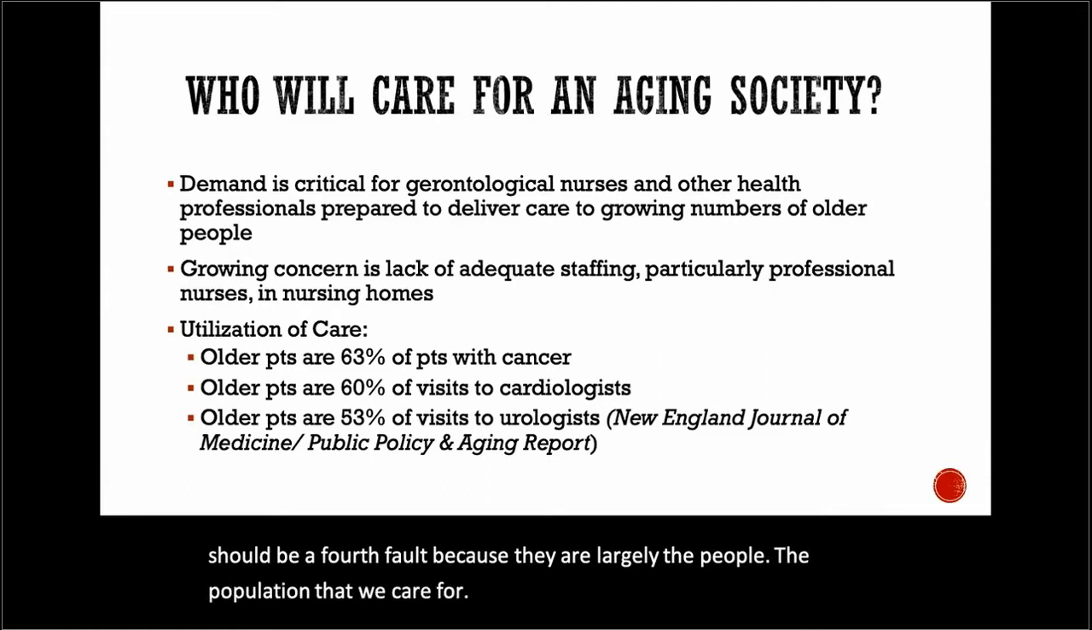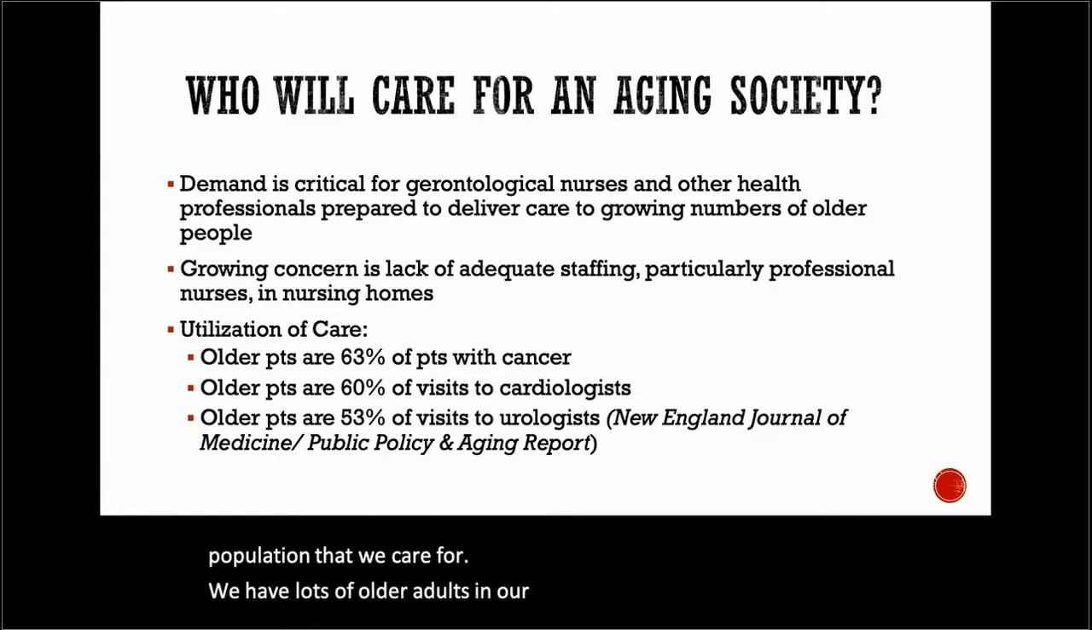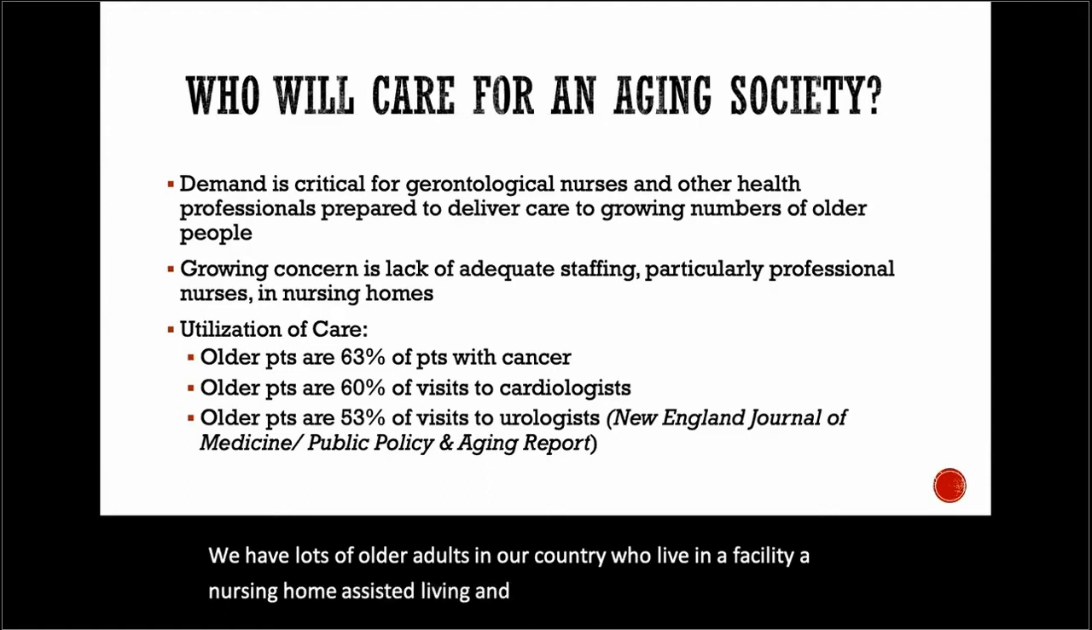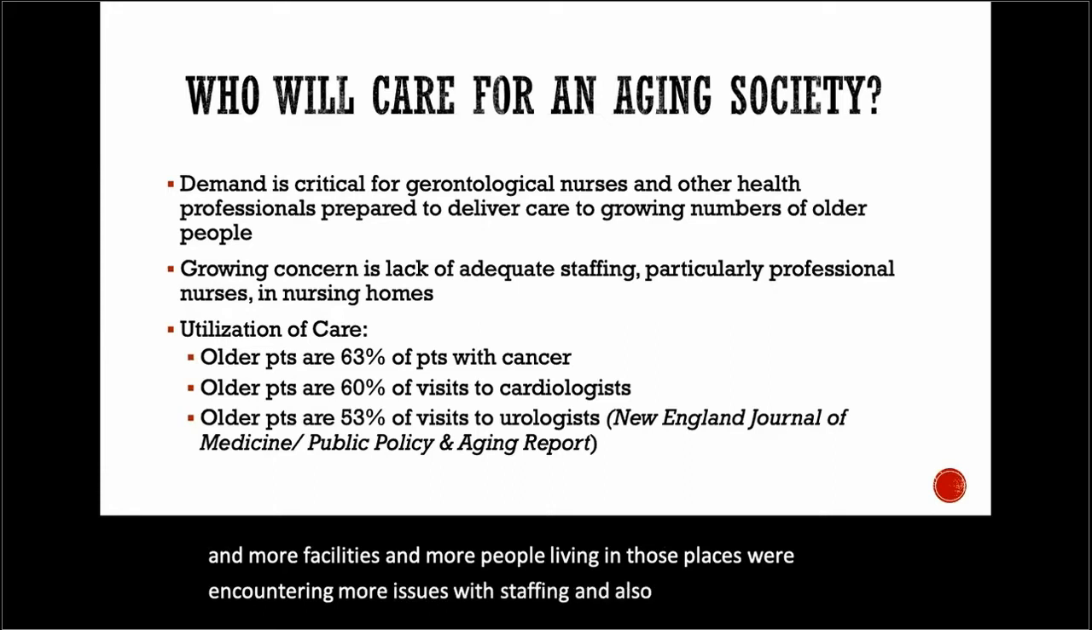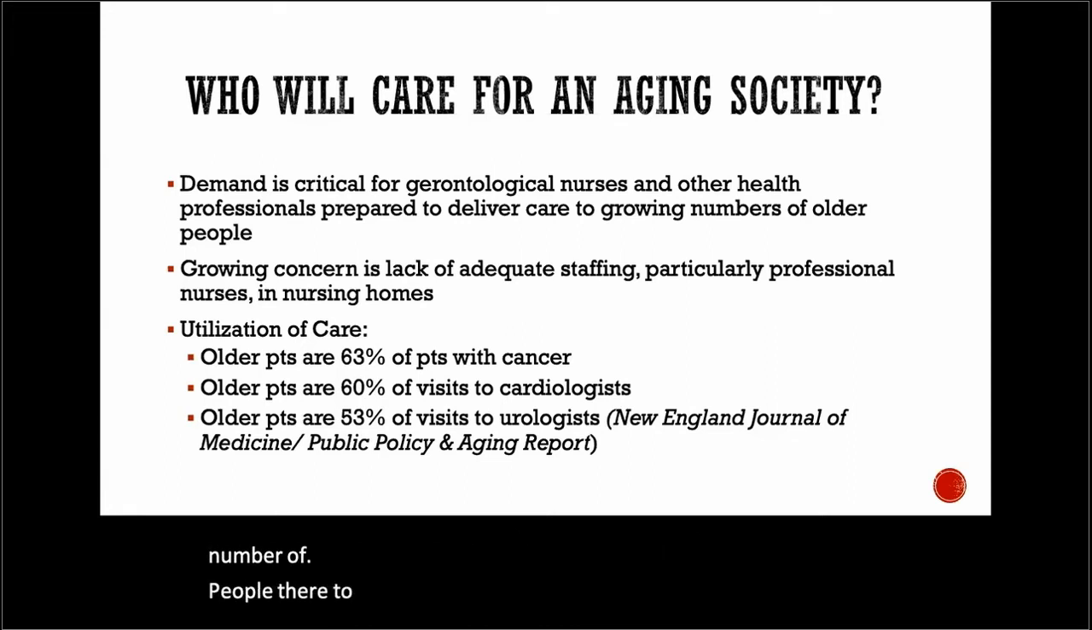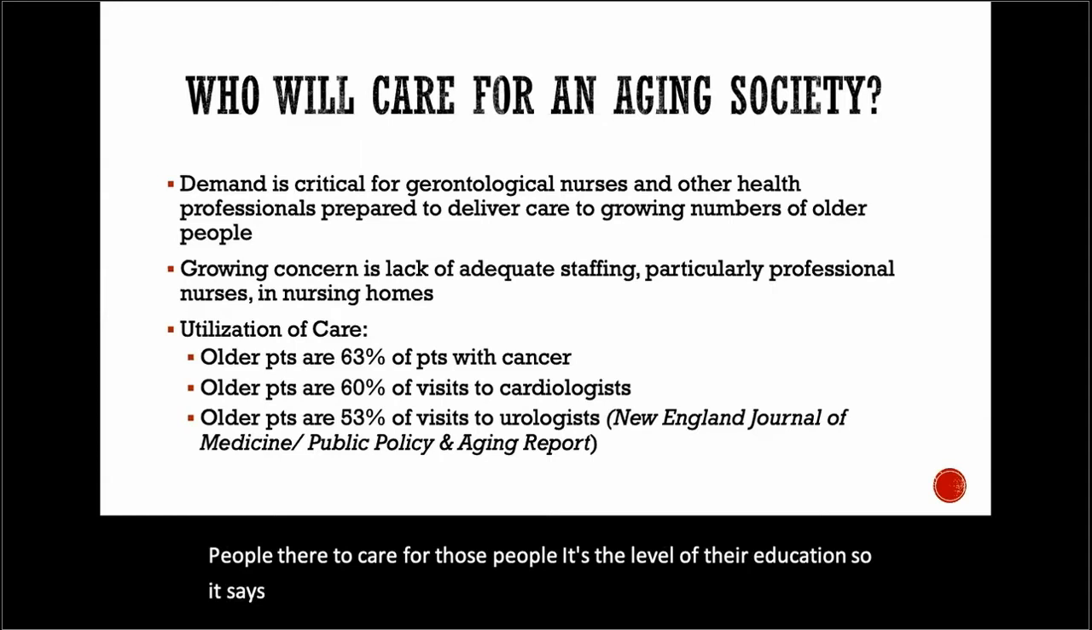We have lots of older adults in our country who live in a facility, like a nursing home or assisted living. As we have more and more facilities and more people living in those places, we're encountering more issues with staffing. It's not just the number of people there to care for them, it's the level of their education. So it says here, particularly professional nurses. And what that means is RNs. RNs are considered professional nurses.